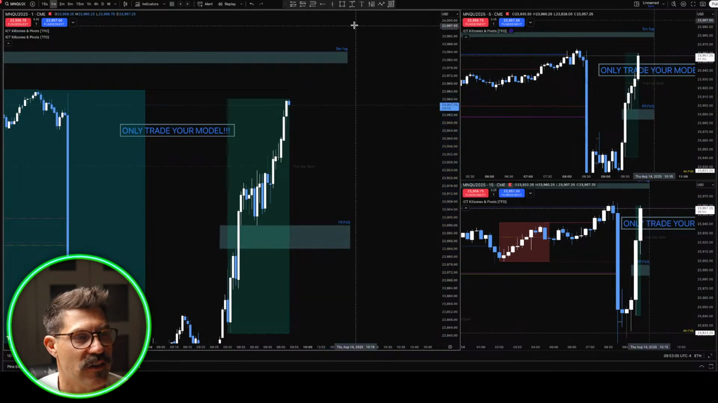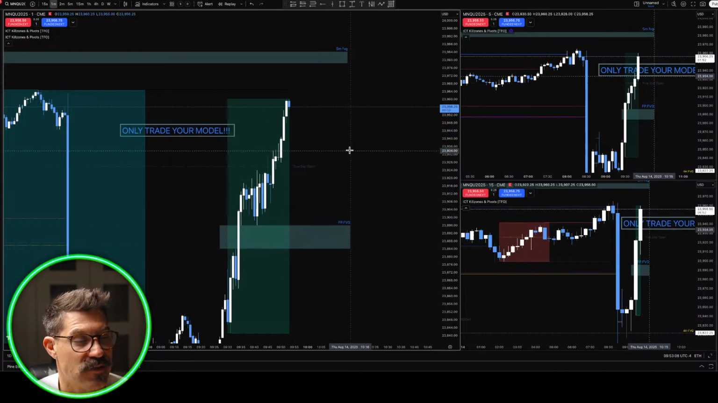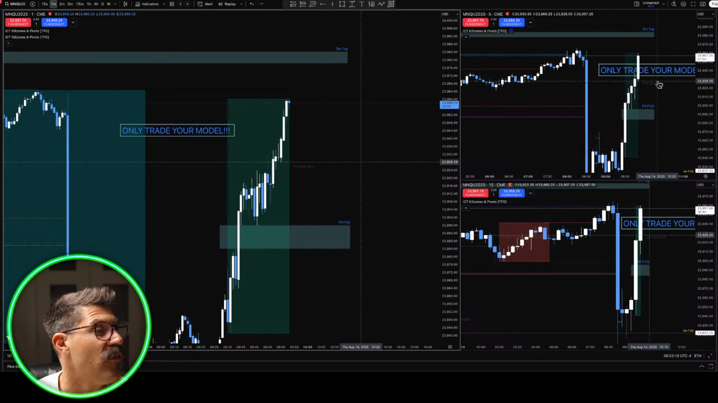This is not panning out here. This is not happening. This is the first presented fair value gap though.